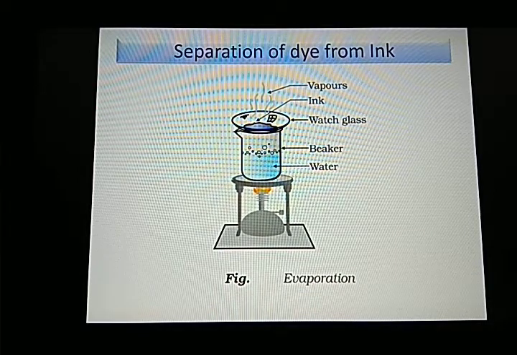This happened because the dye was non-volatile in nature, whereas the solvent that was mixed with the dye to form the ink was volatile. Its boiling point was less than that of the dye. As a result, it got evaporated, leaving behind the non-volatile component, that is the dye. Is it clear? Now moving on to our next topic, that is called centrifugation.